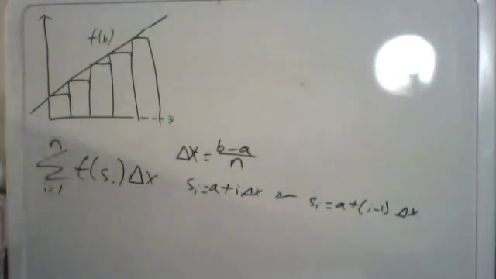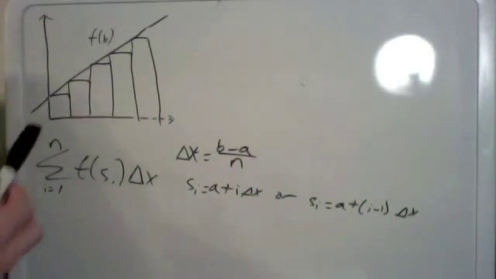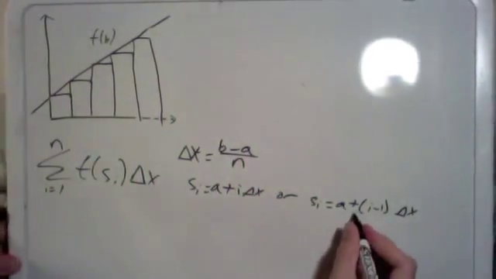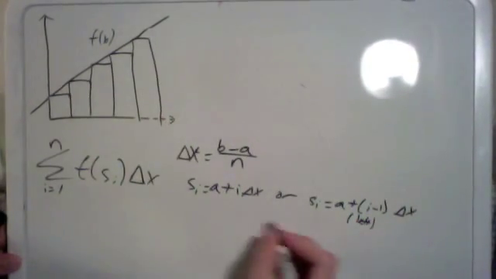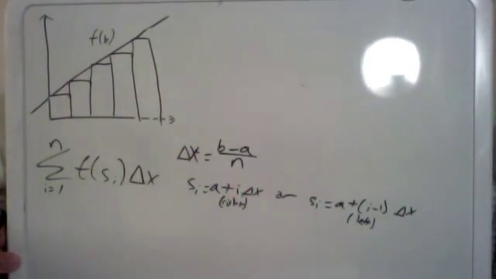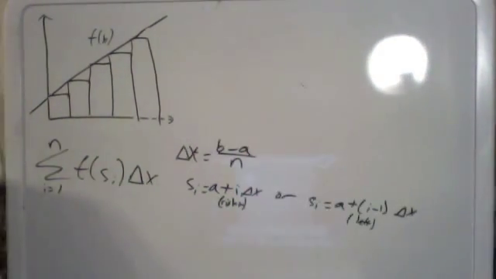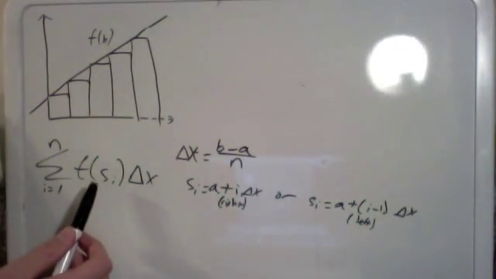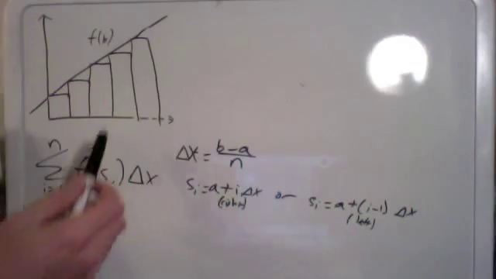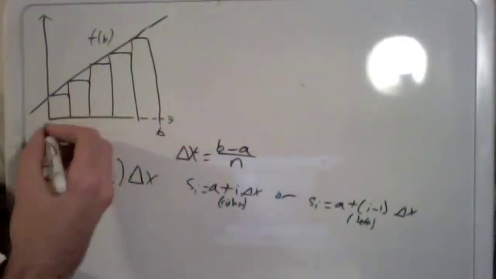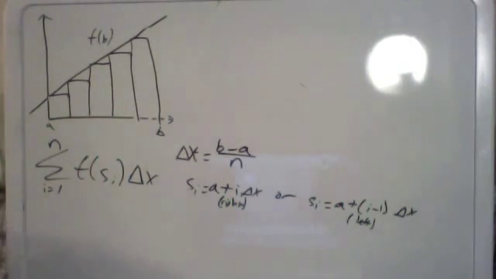This is going to be dependent on whether we use a left endpoint Riemann sum, like we do here, in which case we would use this one, or a right endpoint, in which case we use that one. In this equation, f of s is the value at a certain point on the graph, b is the right endpoint, so b would be here, and a is our start point, or our left endpoint.